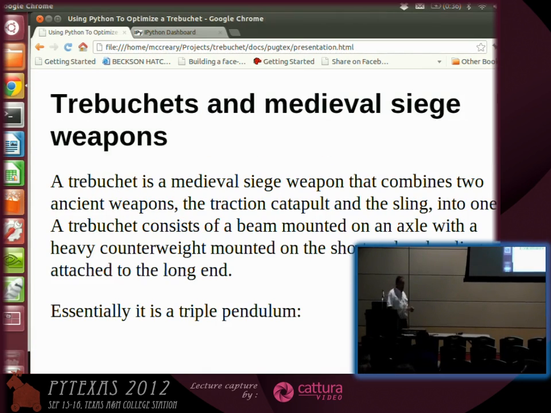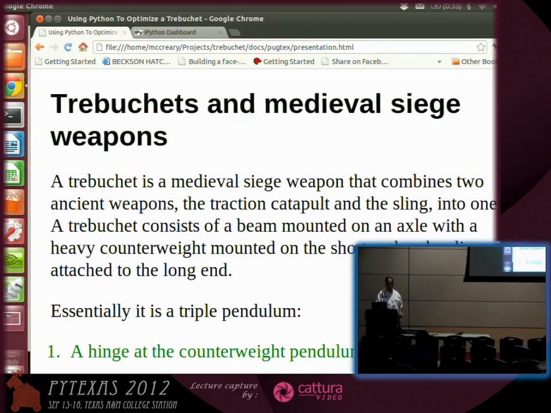Now, as some of you may know, a Trebuchet is a medieval siege weapon, and it combines two ancient weapons, the traction catapult and the sling. You know, the sling like David slew Goliath with, right? And it's typically a beam mounted on an axle with a heavy counterweight, sometimes called a counterpoise catapult. The counterweight's on the short end, and then on the long end is attached a sling. And essentially, it's a triple pendulum. The hinge at the counterweight, pendulum and beam, and the rest of it's kind of flowing off of it.